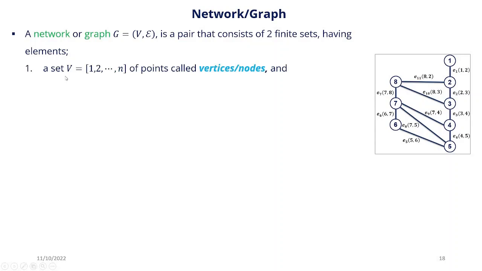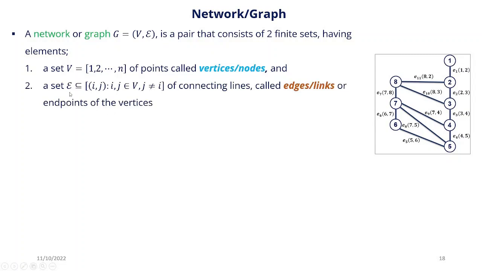1. The set V equal to {1, 2, up to n} is a set of points. They are called vertices or nodes. Either vertices or nodes can be used interchangeably. So if we come to the right hand side here, you can see an example of what we have. It's a graph. So this circle that you have, 1, 2, 3, 4, 5, 6, 7, 8, they are all called vertices or nodes.